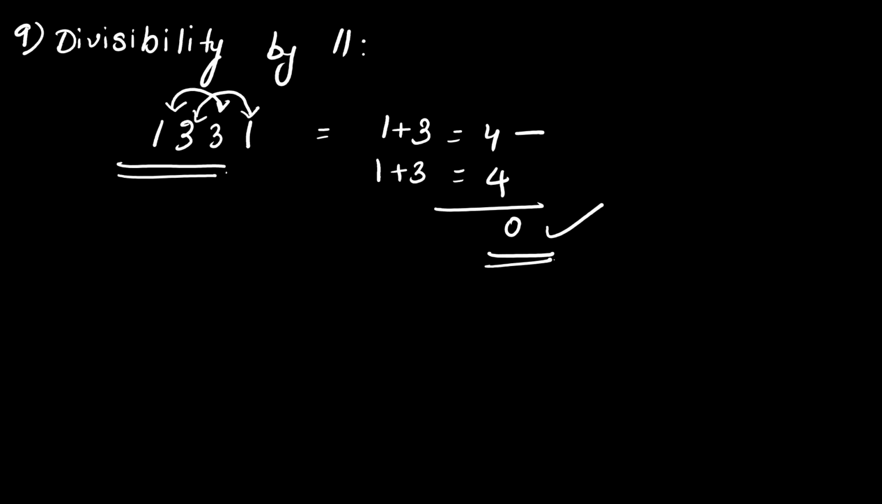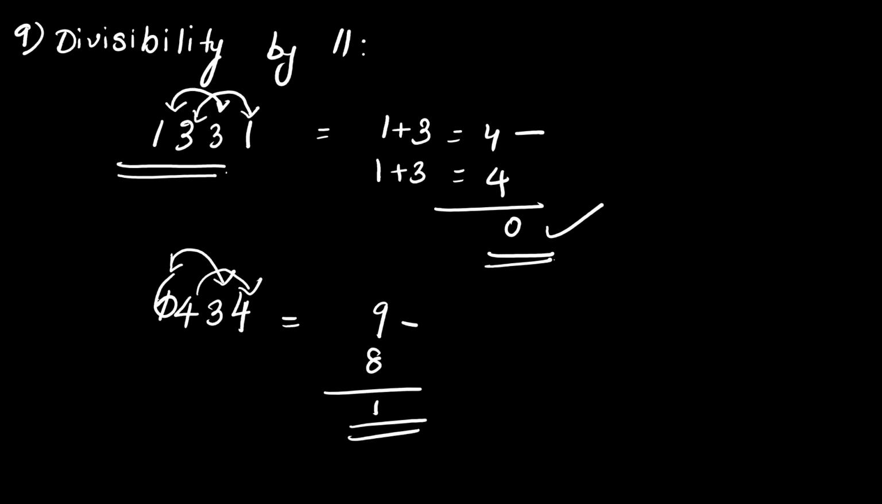Okay, we can take another example. Sorry, 6434. Now take these, add these two numbers, 6 plus 3, that is 9. Now 4 plus 4, that is 8. Now find the difference, that is 1. Is 1 divisible by 11? No. Therefore, this number is not divisible by 11.